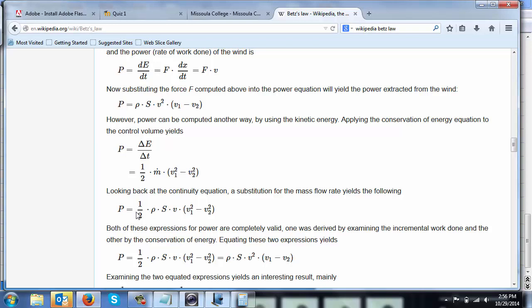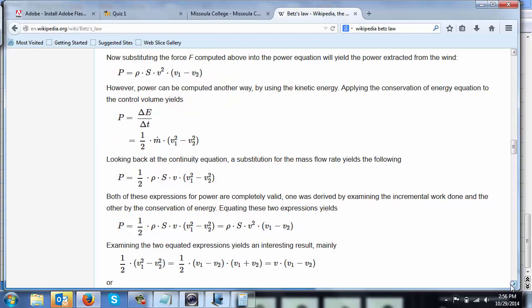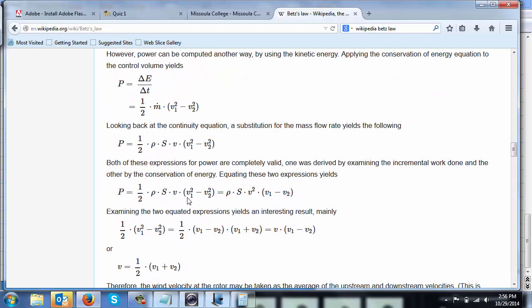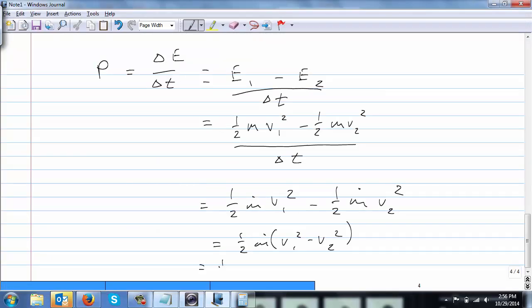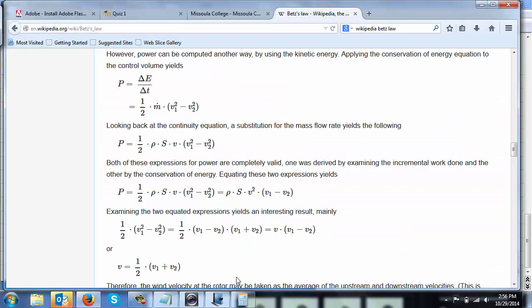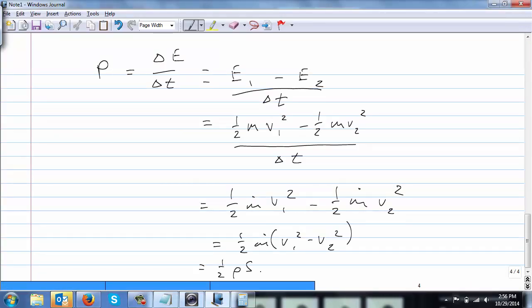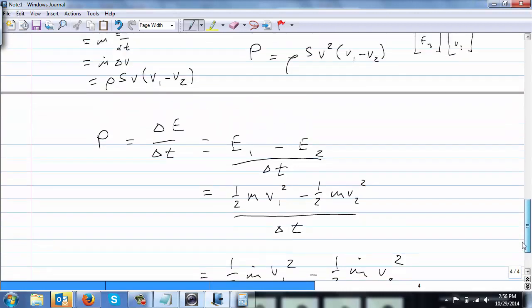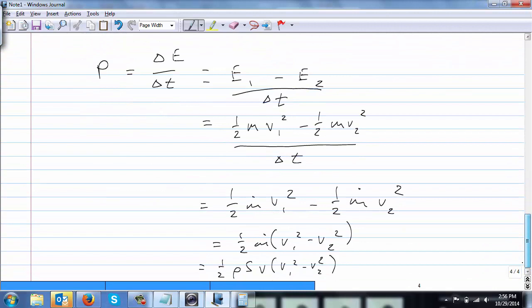And then again, we go back and we can write that, and we know what m dot is, so that's 1/2 rho s v times v1 squared minus v2 squared. How'd you get rid of the time? Oh, is that just the dot? You just put the dot in? Yeah, the delta t just got absorbed into the dot. Easy to miss because I don't think you can make a much smaller symbol than the dot. But that's where it went.